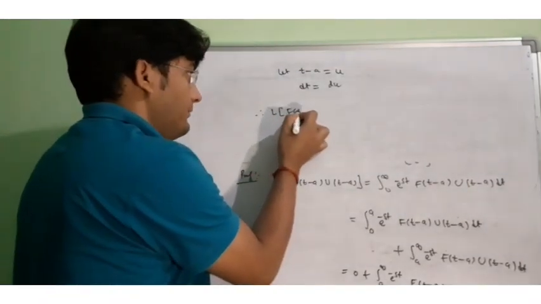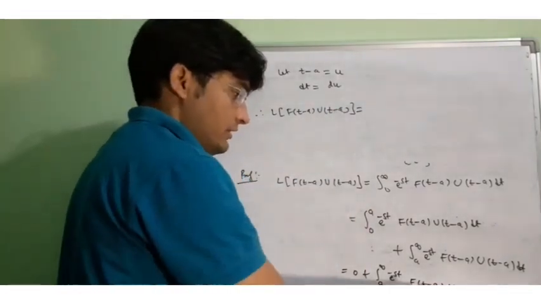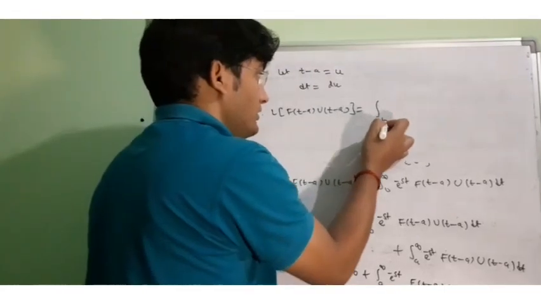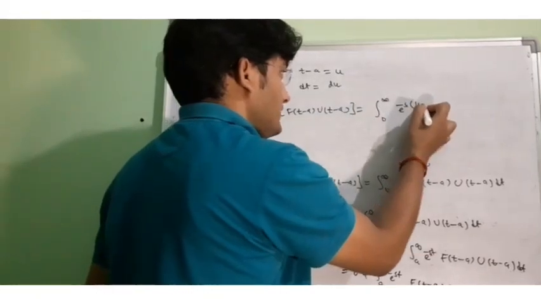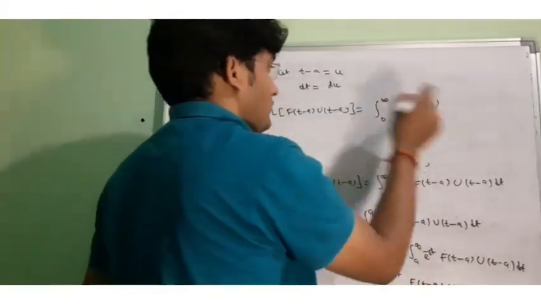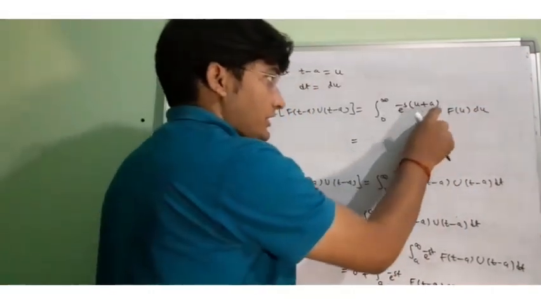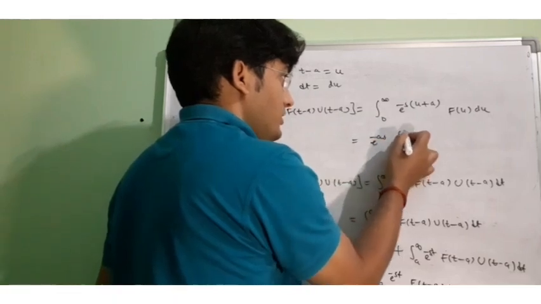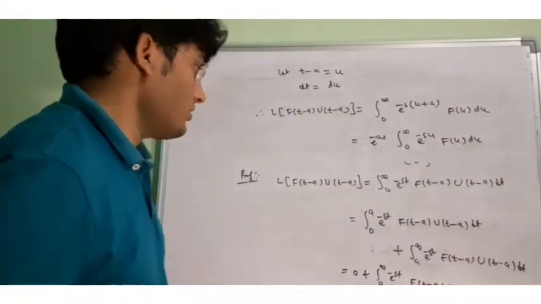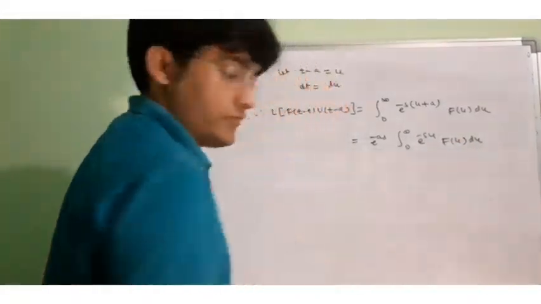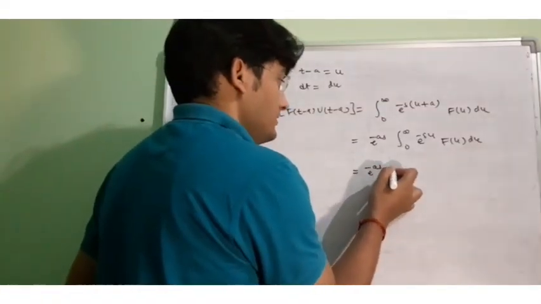So Laplace of f(t minus a) u(t minus a) is equal to, if t equal to a, then u was 0, so the limits are from 0 to infinity, e to the power minus s. In place of t we will have u plus a, and f(t minus a) will be f(u) into du. If you take e to the power minus as common, then this will be e to the power minus su f(u) du. And this was the definition of Laplace of f(t), the integral from 0 to infinity of e to the power minus st f(t) dt. So this is your e to the power minus as into F(s).